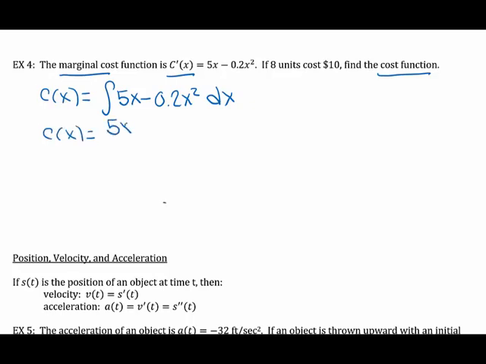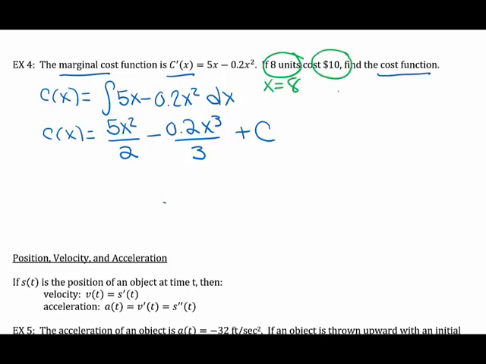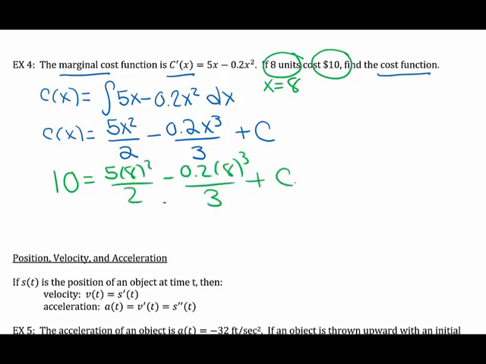That would be 5x squared over 2 minus 0.2 x to the 3rd over 3. And then, of course, I would need that plus c. Now, in these application problems, we can actually figure out what the plus c is. They're telling us if we have 8 units, so if x is 8, the cost is 10. And so I'm going to plug 10 in for cost, and I'm going to plug 8 in for x. And this is going to allow me to actually solve for c.